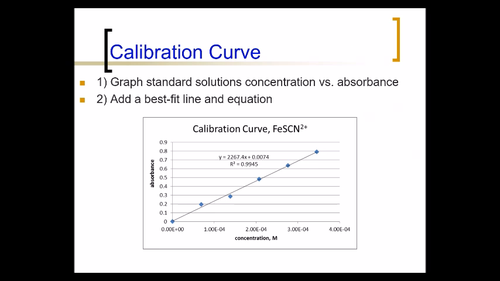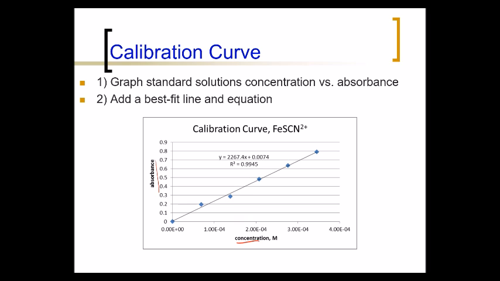So looking here, once you get your absorbances and you know your concentrations because you created them from your serial dilution, you're going to create a graph. You're going to graph the concentration versus the absorbance. And of course, it's going to form this linear relationship.